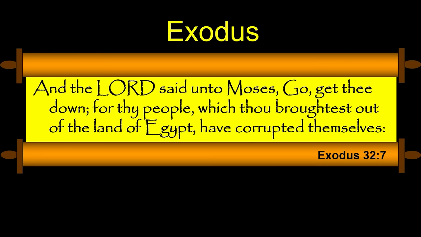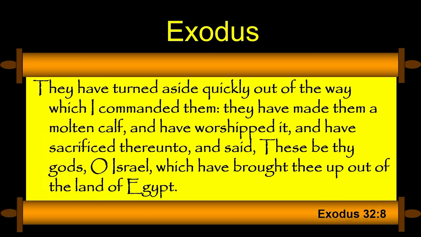Well, on it goes. You know the story. The Lord said unto Moses, go, get thee down, for thy people. It doesn't say my people here. It's thy people. You girls know that. When the kid misbehaves, the husband says it's your child that's getting into the garden, right? The Lord said unto Moses, get thee down, for thy people whom thou broughtest out of the land of Egypt have corrupted themselves. They have turned aside quickly out of the way which I commanded them. They have made a melted calf, and have worshipped it, and have sacrificed thereunto, and said, these are thy gods, O Israel, which have brought thee out of the land of Egypt.